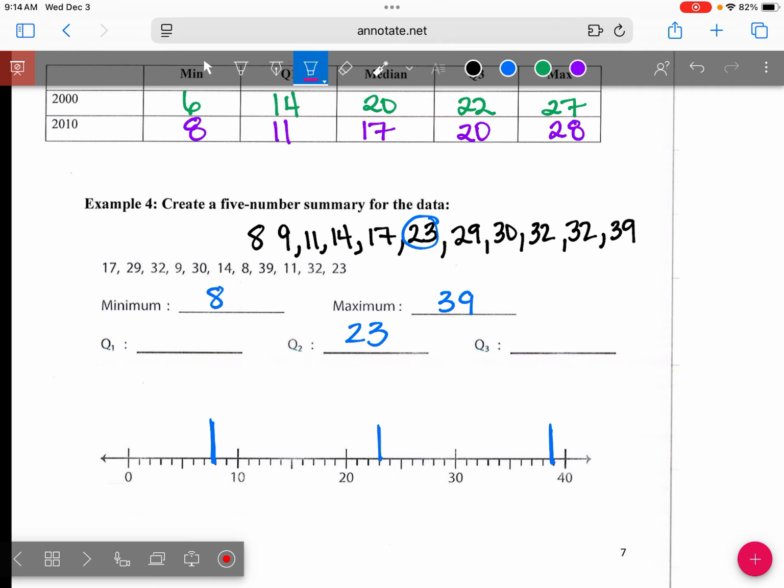So looking at these numbers only, the numbers that you see highlighted in pink, what would be the median of those 5 numbers? 11. So 11, that's my Q1. Let me go ahead and draw me a line at 11. And then when I go to the other side, because this is the lower half and this is the upper half.